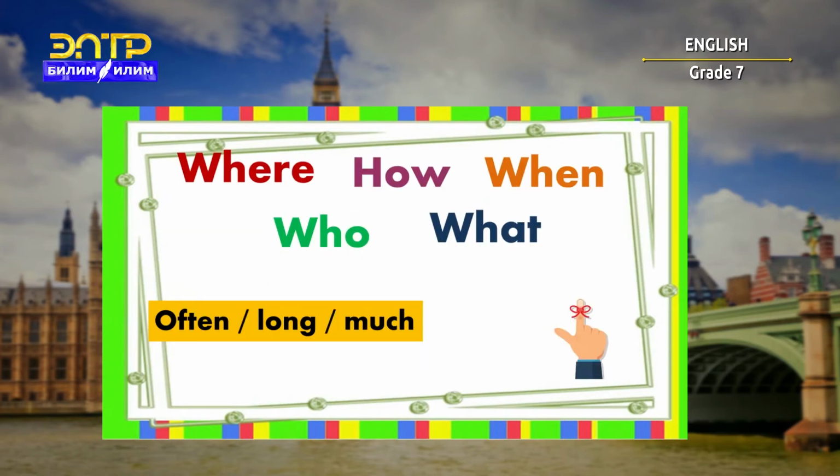With the construction used to, you can ask questions with the following question words: where, how, when, who, and also you can use often, long, much, and others with them, like how often, how long, how much, etc. These words are put in the first place, and then the word order goes as in an ordinary question.